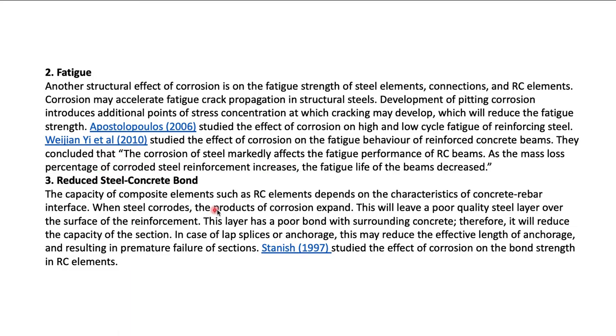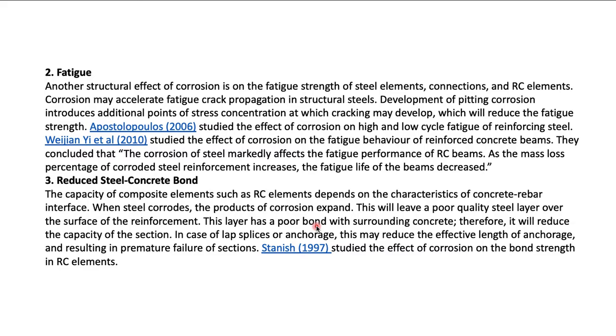The third one is reduced steel-concrete bond. The composition of RC elements depends upon the characteristics of the concrete-rebar interface. When the steel corrodes, the products of corrosion expand. We can simply say that they leave a poor quality layer over the surface of the reinforcement. This layer of poor bond surrounds the concrete, therefore it will reduce the capacity of the section. Taking this as an example, we have a poor quality steel layer, and hence a poor bond with the surrounding concrete.